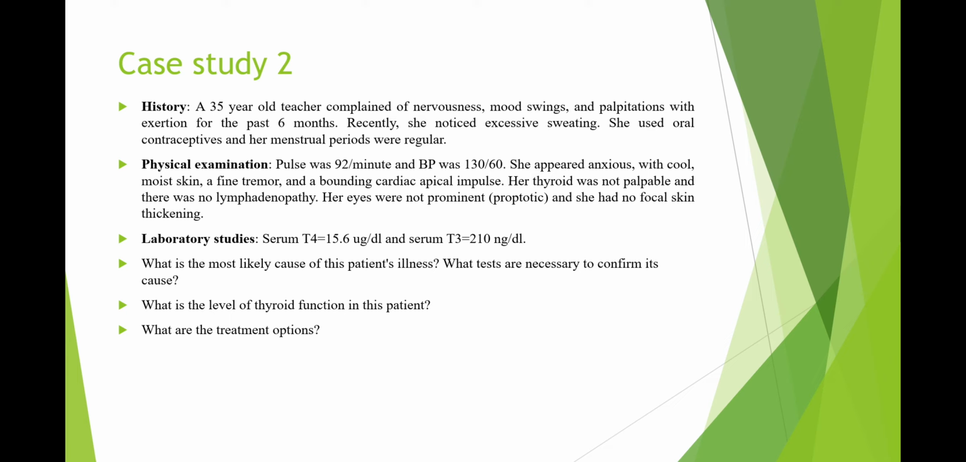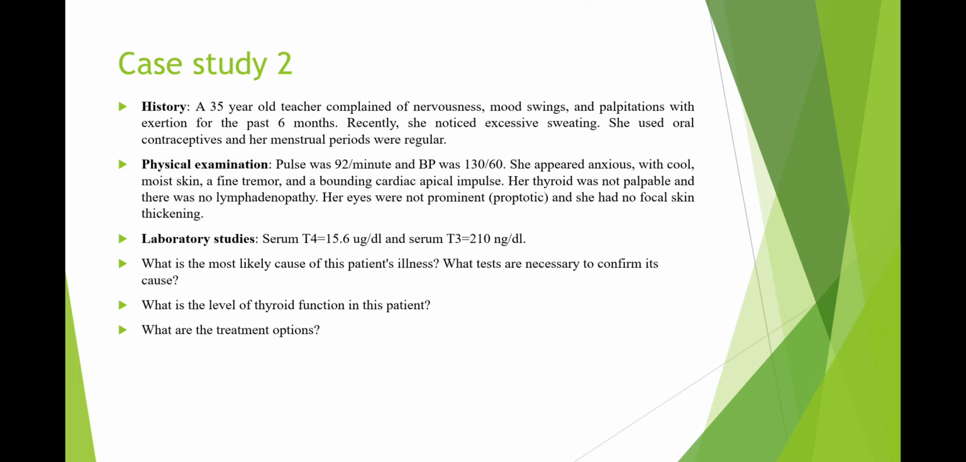Case study 2. Here is a history of a 35-year-old teacher who complains of nervousness, mood swings, and palpitations with exertion for the past 6 months. Recently, she noticed excessive sweating. She used oral contraceptives and her menstrual periods were regular.